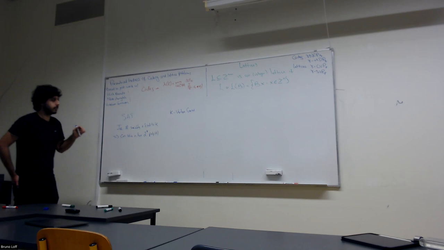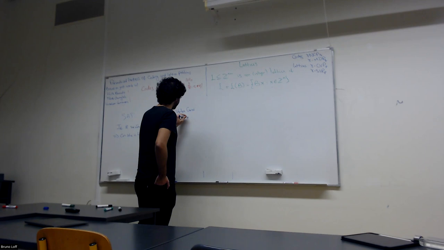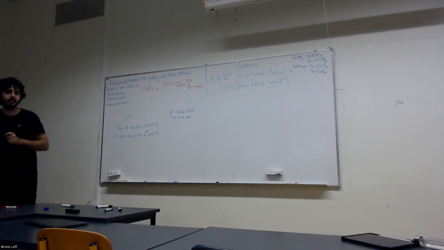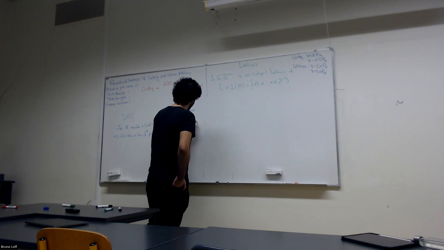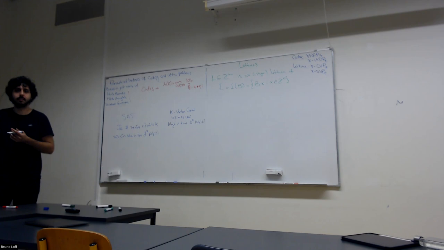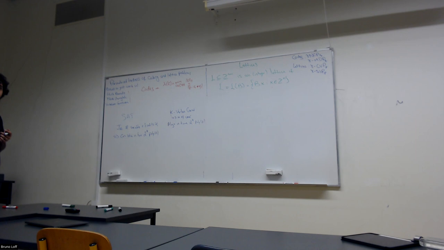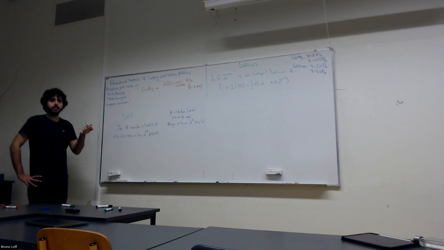If you were promised that the size of the cover you're looking for is k, then you also have a running time of the form 2 to the k times polynomial in n, where I'm not saying what n is, but I guess you understand. What is vertex cover? You need a set of vertices that cover all the edges, that touch every edge.